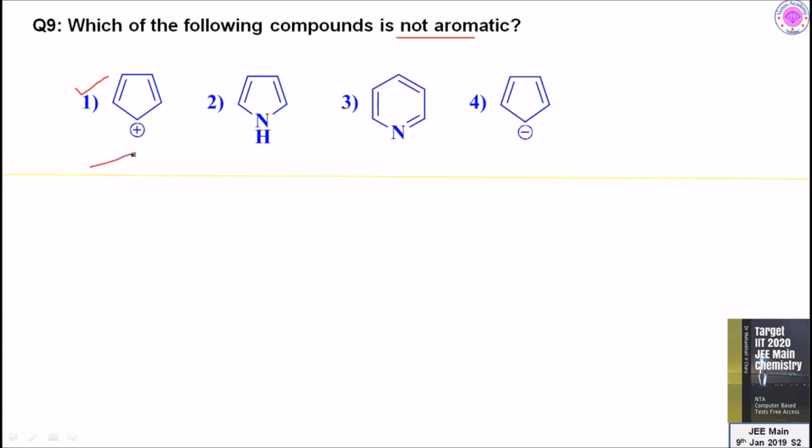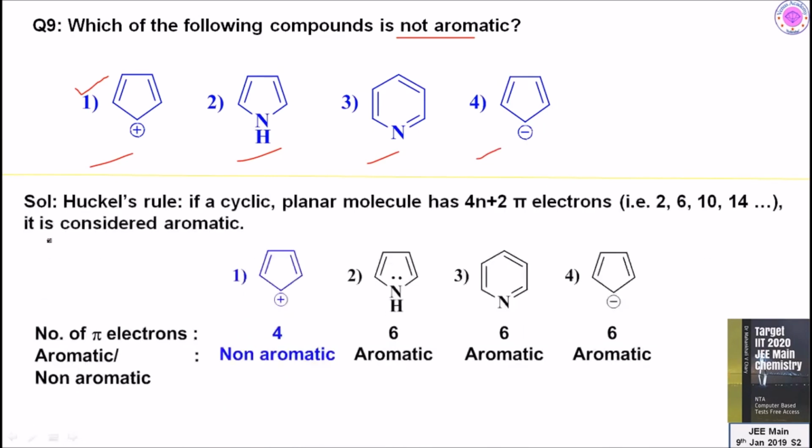Yes, option number 1 is pentadienyl carbocation, then pyrrole, yes, pyridine, and pentadienyl carbanion. So among these 4, we know Huckel's rule. What is Huckel's rule? If a cyclic planar molecule has 4n plus 2 pi electrons, it is considered aromatic. Among these 4 compounds, let us see how many pi electrons are there. 1, 2, 3, and 4.